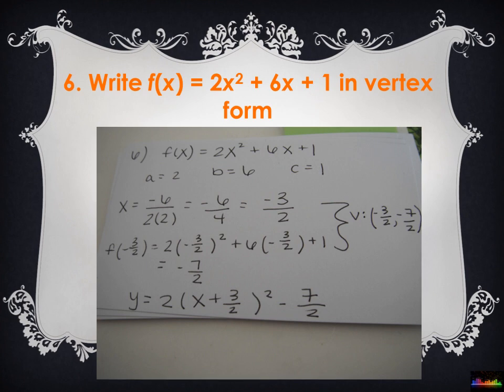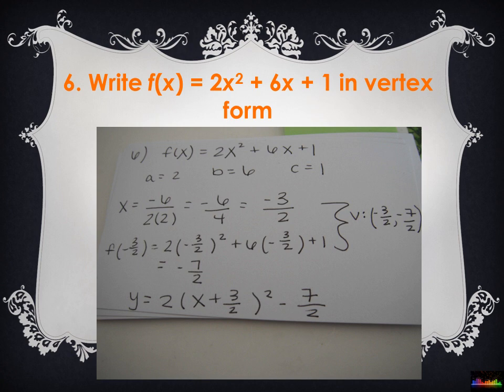This question asks us to write this quadratic equation in vertex form. This right now is in standard form. So in order to put something in vertex form, you need to find the vertex, the h and the k value. So to find the x value of your vertex, which is h, you do negative b over 2a. b is 6, a is 2 for this problem.